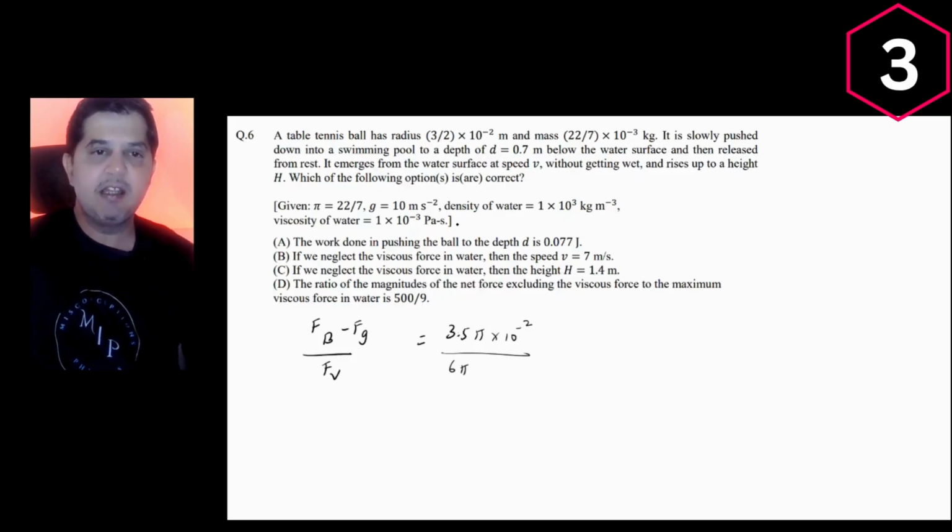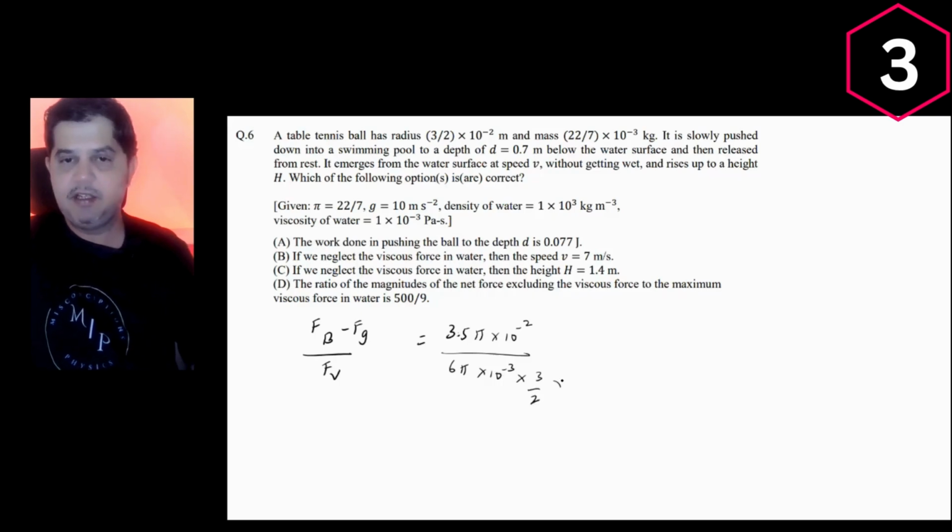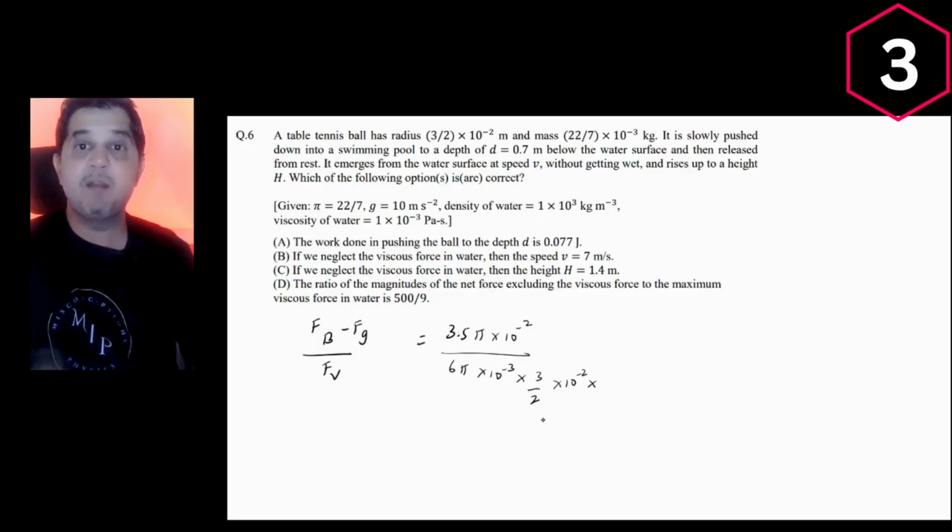What's the value of eta? Eta is viscosity. Viscosity is 10 power minus 3, multiplied by radius. What is the radius here? 3 by 2 into 10 power minus 2, multiplied by velocity. Which velocity? Terminal velocity. What is that value? We calculated this to be around 7 meter per second, right? Let me see here, 7 meter per second.